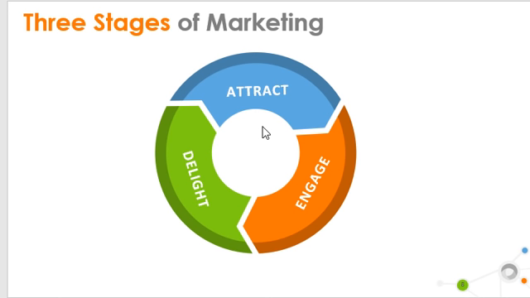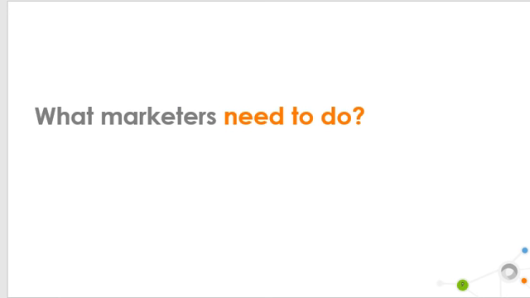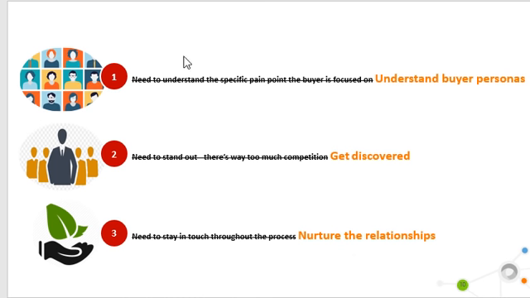Now, if these are the three stages of marketing, what do you need to do as a marketeer so that you're following the inbound marketing principles? Well, you need to understand the specific pain points that your buyer is focused on, which is nothing but really understanding what we call the buyer personas. You need to stand out because there's too much competition. This is just about getting discovered, making sure that your buyers are able to find out that you exist. And finally, you want to stay in touch throughout the process. This is nothing but nurturing the relationship that you have with your existing customers.